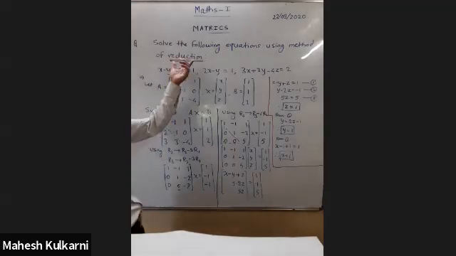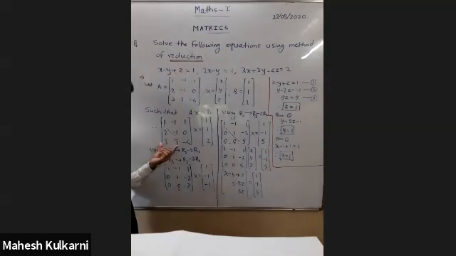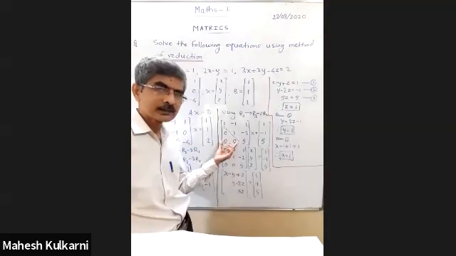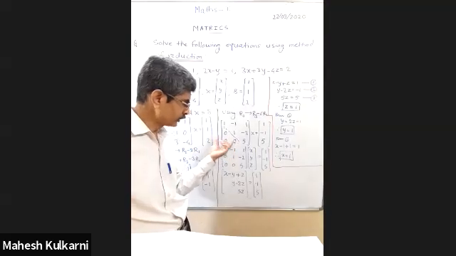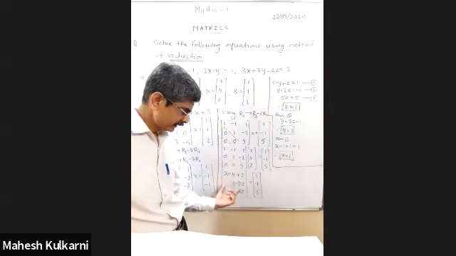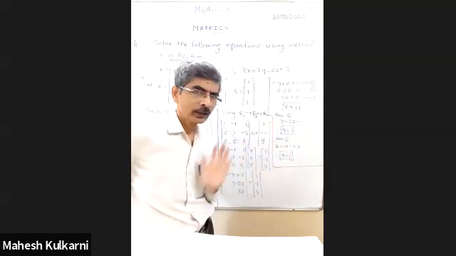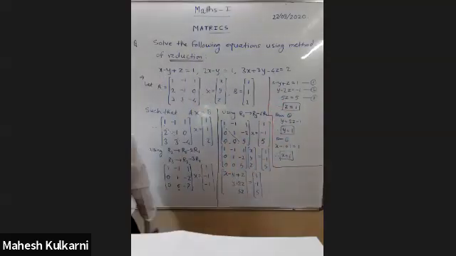Remember this reduction method: reduce the matrix of coefficients to an upper triangular matrix. And by reducing it to an upper triangular matrix, the equations are reduced to the simplest form and we can solve directly by the algebraic method.